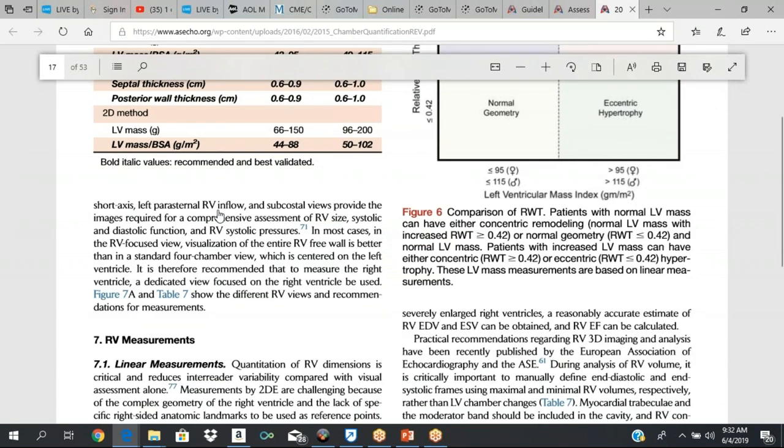You can do short axis of the right side. You can do your left parasternal RV inflow view. Subcostal view provides also image requirement for comprehensive assessment of the RV size, function, and pressures. In most cases, in the RV focus view, visualization of the entire RV free wall is better than in a standard four chamber view. So again, it's a four chamber view, but you focus more on the right side. It is therefore recommended that to measure the right ventricle, a dedicated view focused on the RV be used.